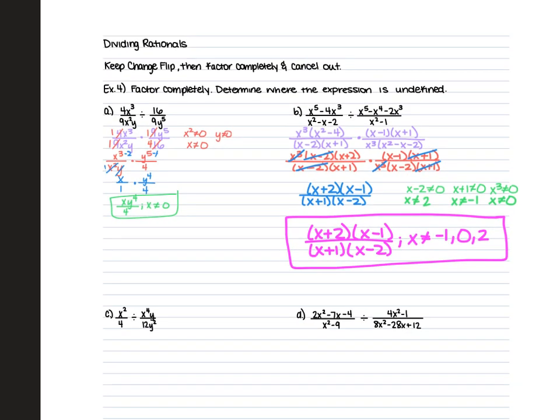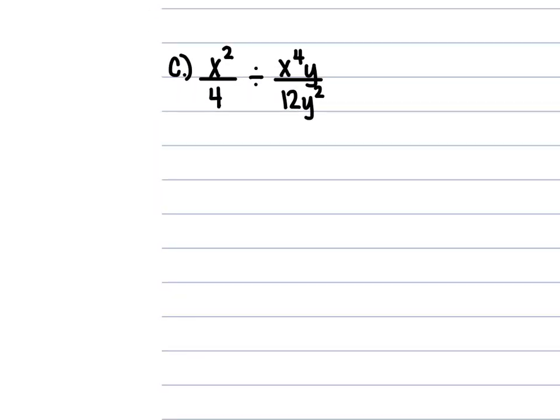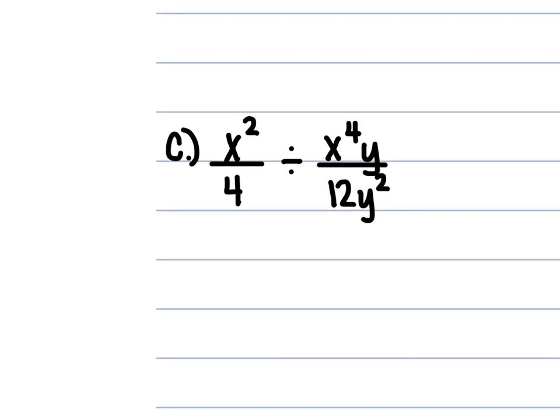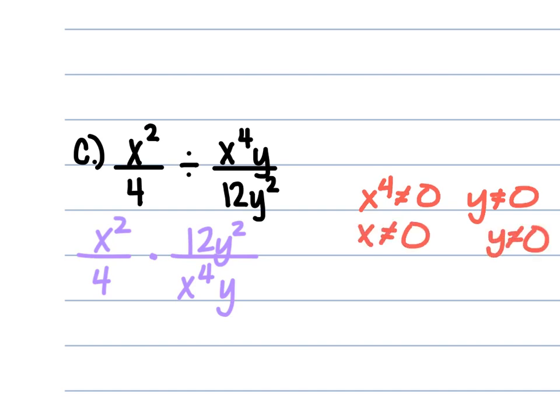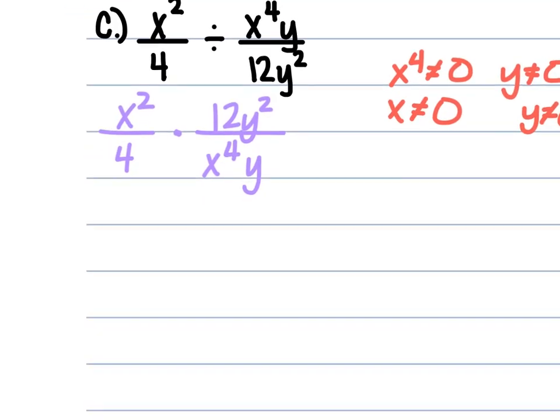If we look at our next example, C, we have x squared over 4 divided by x to the 4th y over 12y squared. So again, keep, change, flip. We're going to keep that first fraction, so x squared over 4, change to multiplication, flip the second fraction, 12y squared over x to the 4th y. So we start here and we use that x to the 4th and that y cannot equal 0. You have that x cannot equal 0 and y cannot equal 0. So we have to remember to put those in with our solution.